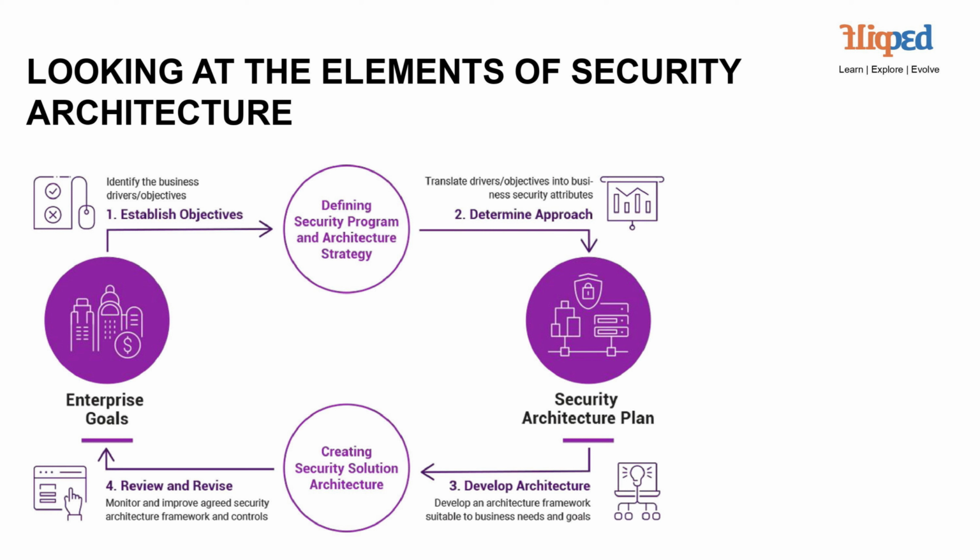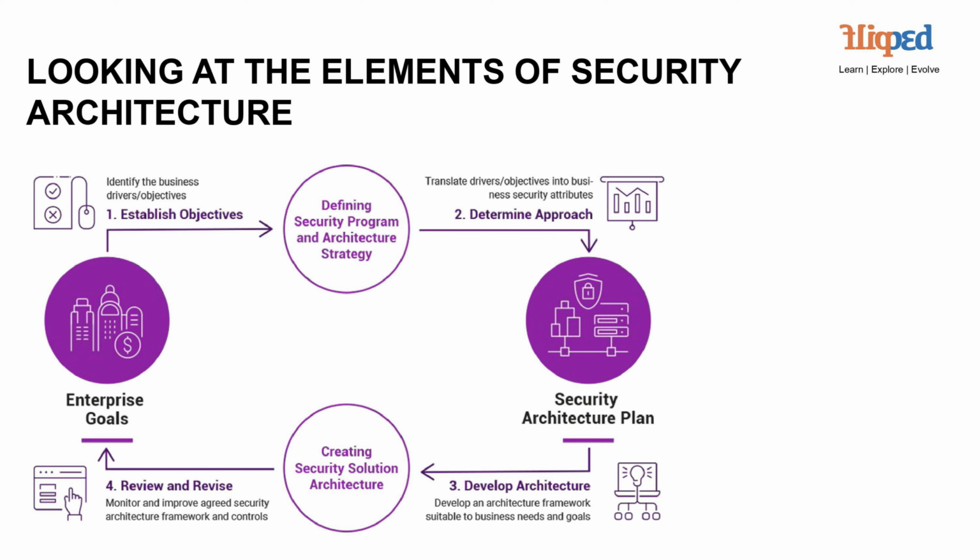This step involves establishing clear and well-defined objectives for the security program and architecture strategy. It's about setting the direction and purpose for the security initiatives that will be developed. Determine approach. Moving to the right side of the slide, a downward right arrow indicates the next stage. Here, the organization determines the approach it will take to achieve the established security objectives.